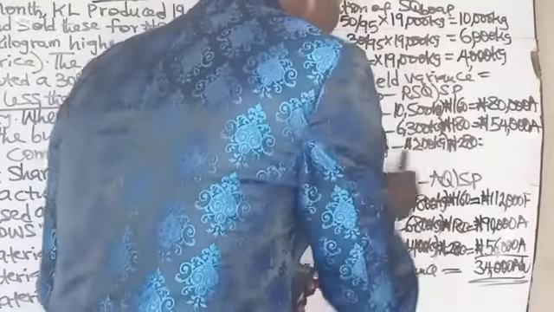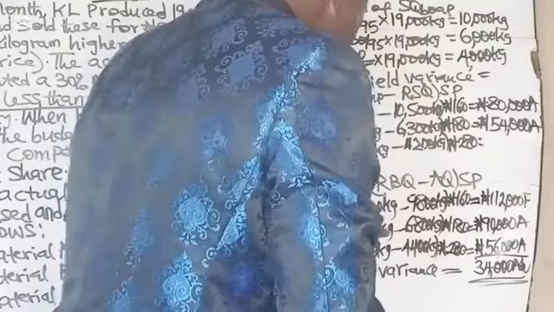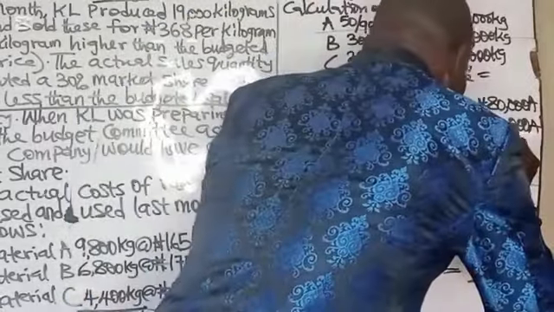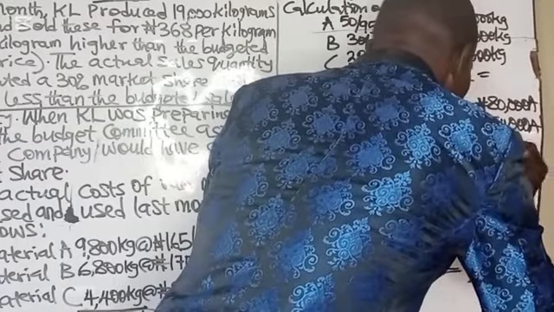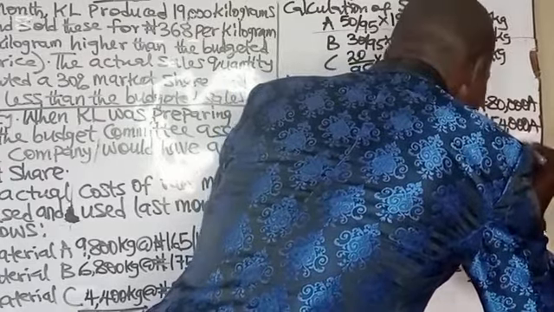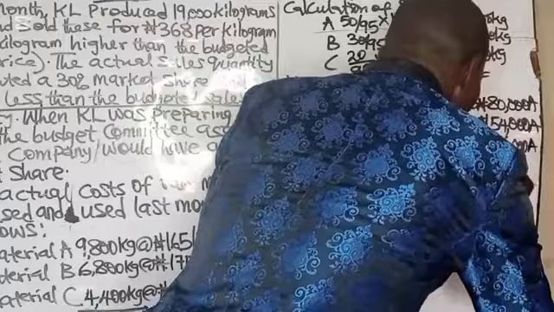For C, 4,000 minus 4,200, that would be 200. 200 times 280. That gives us 56,000 adverse. Now, let's sum them up.